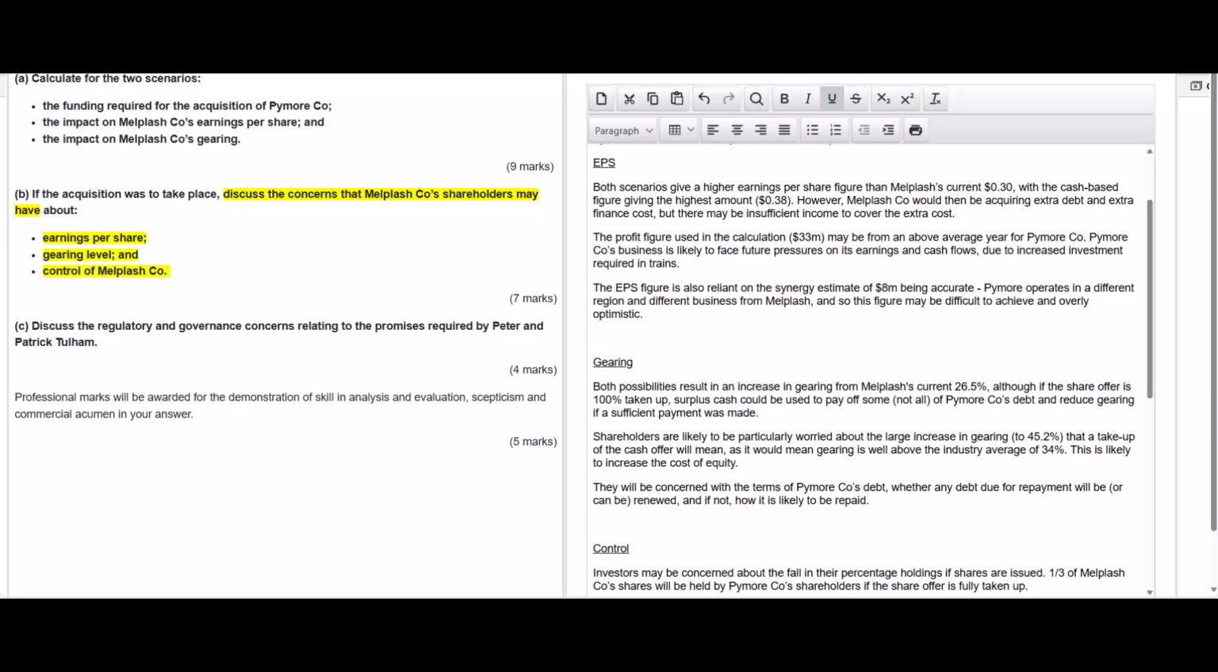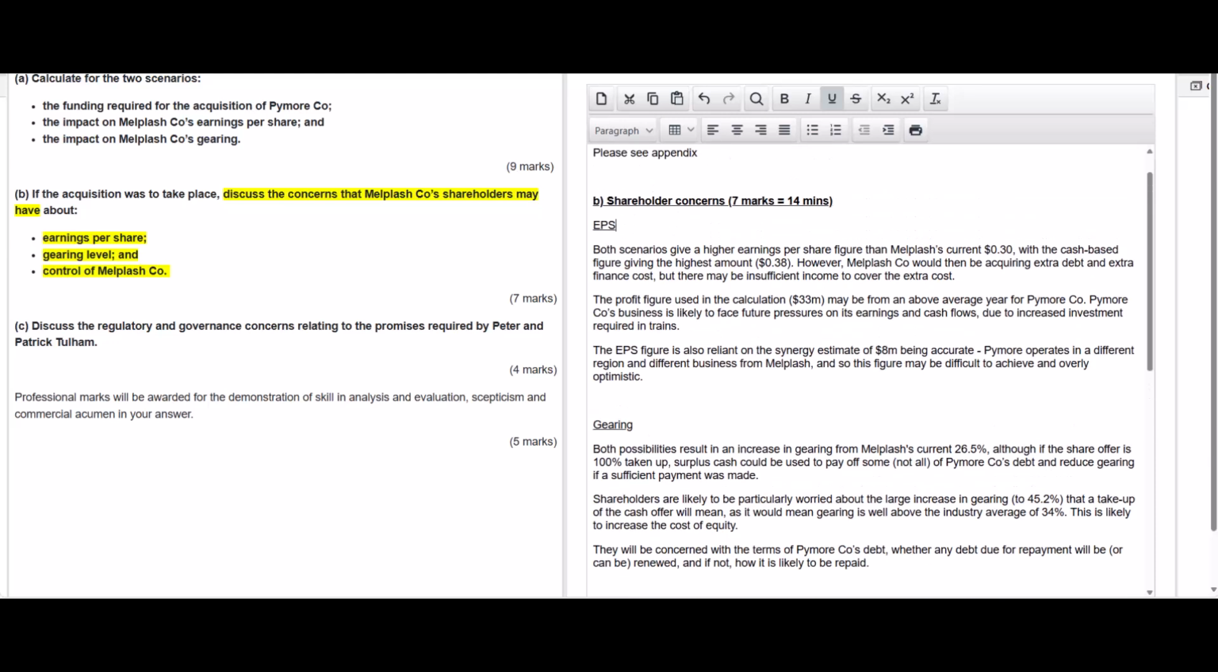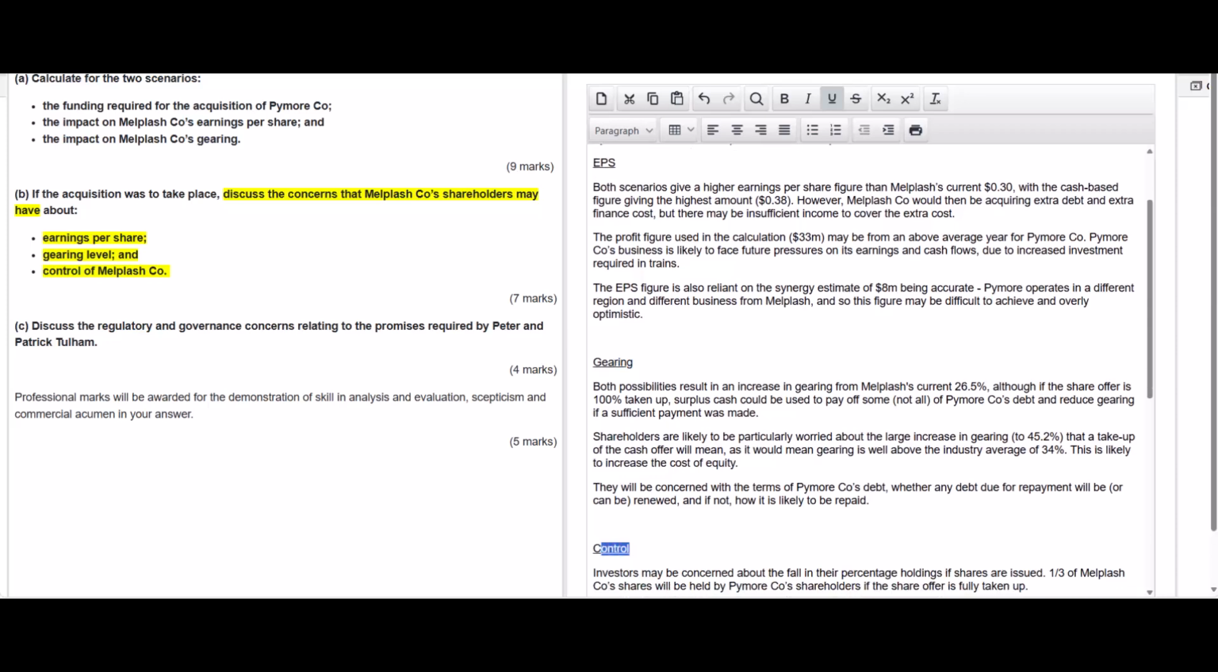And it was 2 to 3 marks for each bit. So 2 to 3 for EPS, 2 to 3 for your gearing, and then 2 to 3 for your control as well. So get some sensible points down under each. Remember, relate it to the scenario.